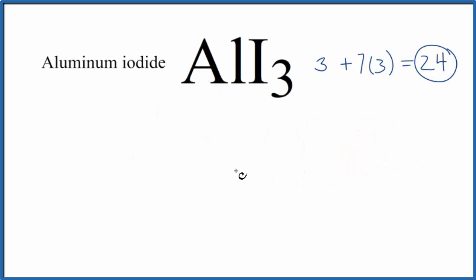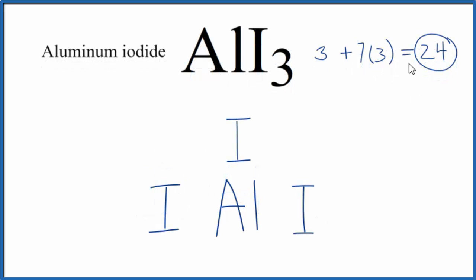Aluminum is the least electronegative. We'll put aluminum in the center, and then we'll put iodine atoms around that. So we have 24 total valence electrons. We'll put a pair of electrons between each iodine and aluminum atom. That's going to form our chemical bond.